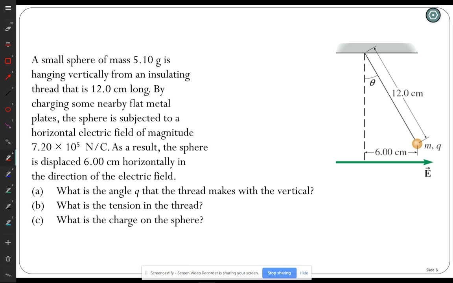A small sphere with a mass of 5.10 grams is hanging vertically from an insulating thread that is 12 centimeters long. By charging some nearby flat metal plates, the sphere is subjected to a horizontal electric field of magnitude 7.20 times 10 to the 5th newtons per coulomb. As a result, the sphere is displaced 6 centimeters horizontally in the direction of the electric field. So from that terminology, I can say the electric field is going this direction, right? Notice that it says subject to a horizontal electric field of this magnitude, so I put horizontal lines.